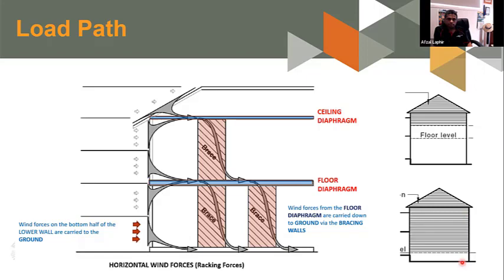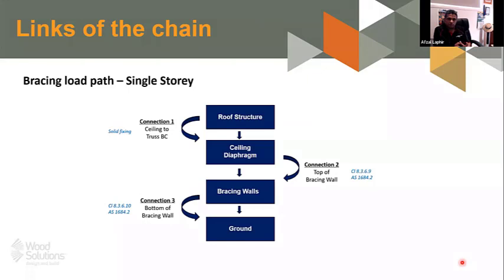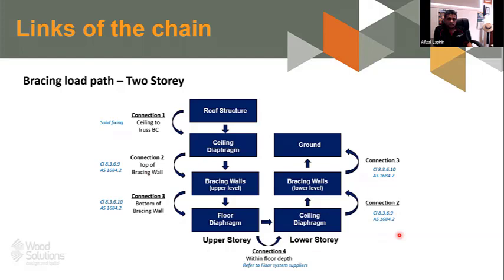Just to summarize these components and links in a schematic form, you can see a single story structure is not so complex. And I've also associated the relevant clauses in AS 1684. And then the two-story structure is a bit more complex. And also there has to be some connectivity between the upper story and lower story, which we'll talk about later.